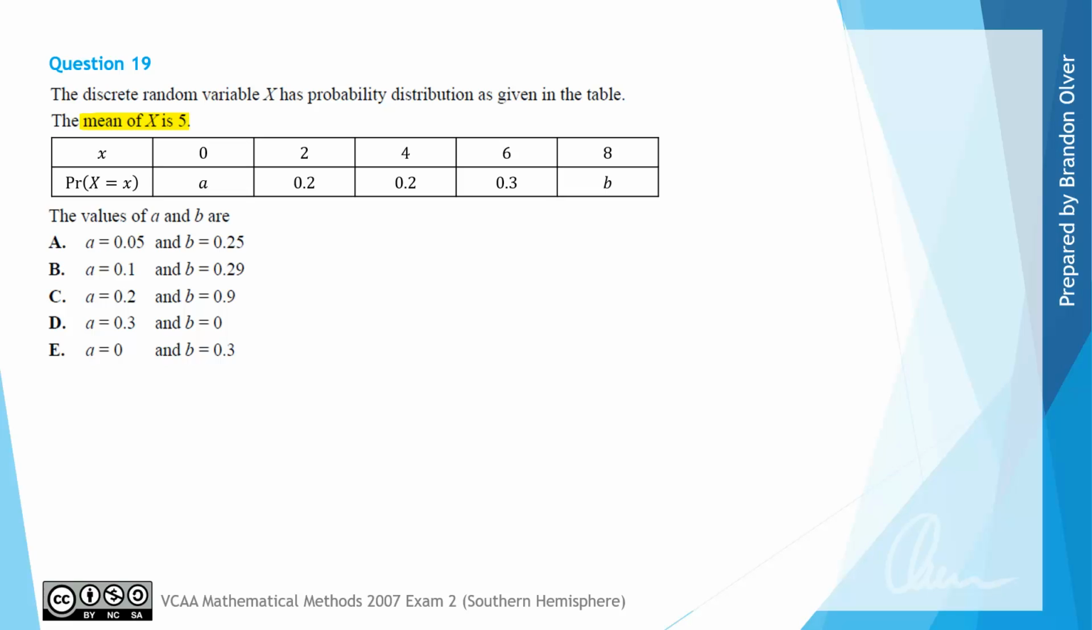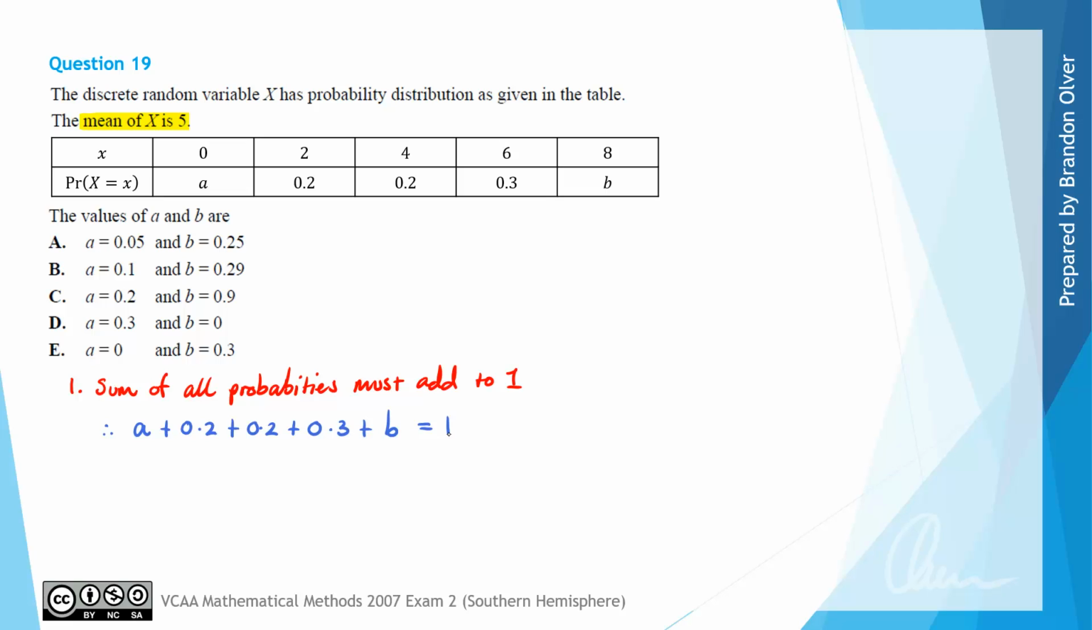So because we have two unknowns, we'll need two equations to solve for this. The first equation that we're going to set up relies on us knowing that the sum of all of the probabilities must add to 1. So therefore, we have that a plus 0.2 plus 0.2 plus 0.3 plus b must add up to 1, and we can simplify that to just be a plus b must equal 0.3. So that's the first equation that we're dealing with.